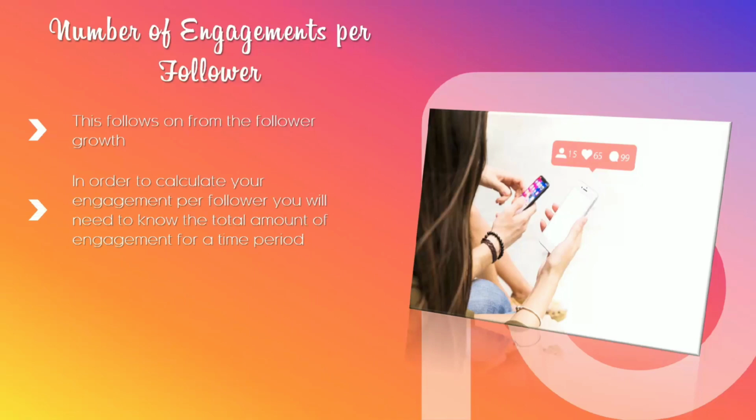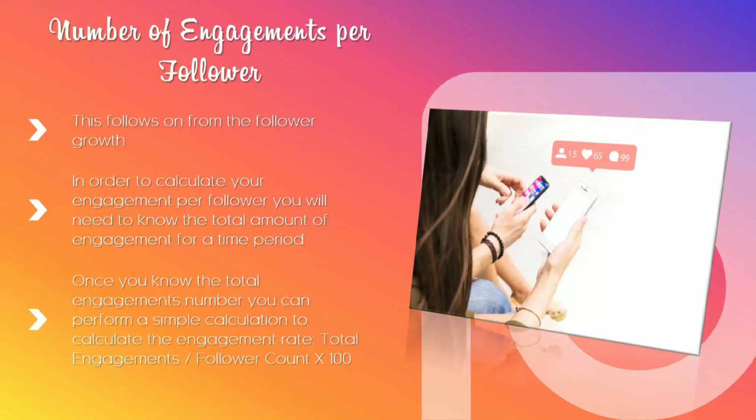In order to calculate your engagement per follower, you will need to know the total amount of engagement for a time period. An external tool like Sprout Social or Agency Analytics can provide this. Once you know the total engagements number, you can perform a simple calculation to calculate the engagement rate. Total engagements divided by follower count times 100. This gives you a percentage figure. You will need to perform this calculation over a period of time to see whether your engagement per follower is improving or not. You can measure this for a specific post or ad as well.